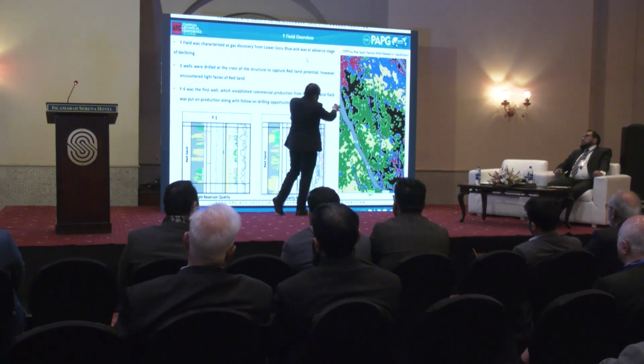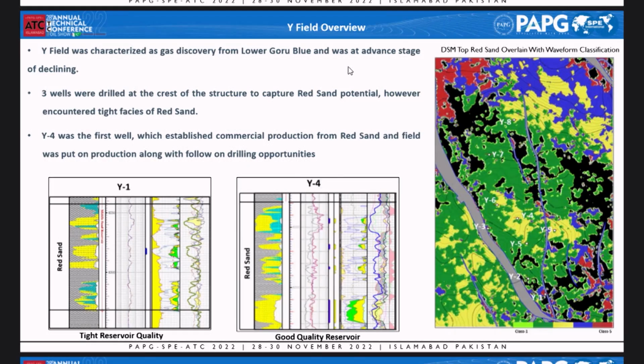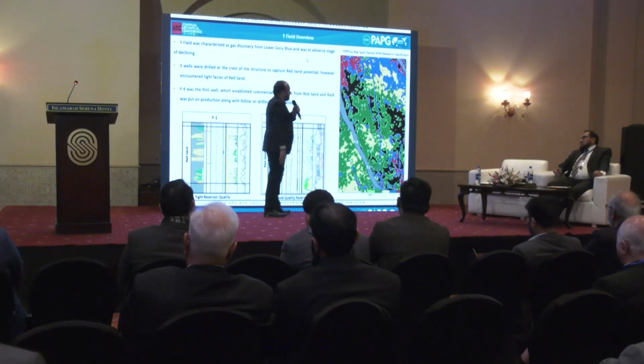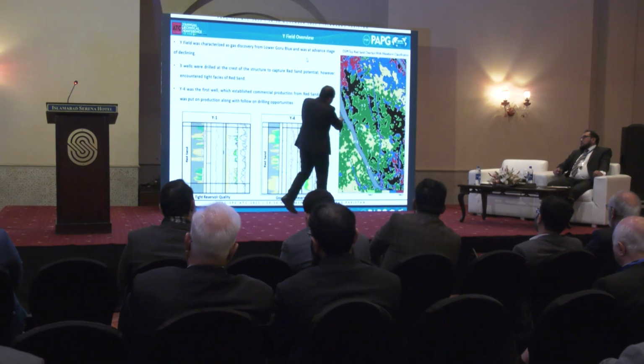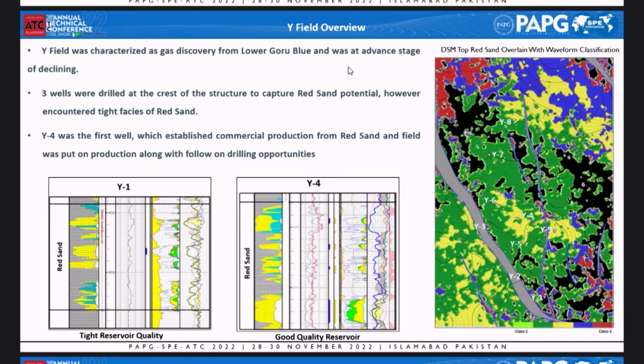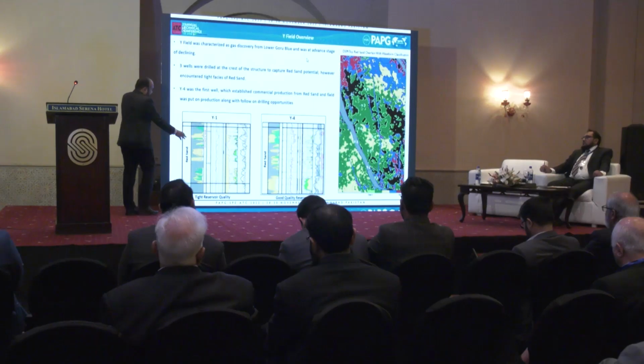First I will just go through the structure of this area. This is the field, which is dependent on this blue fault, which is dipping in this direction. There were 3 wells, Y1, 2, and 3, which were initially drilled at the crest of the structure. They all have tight reservoir quality, and one analog representation we have shown here on the left side. This is the interpreted log, and it could not produce.